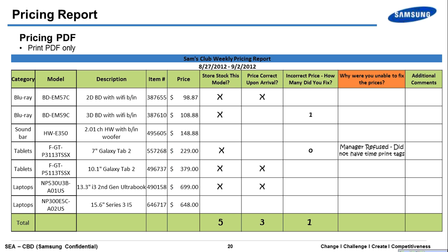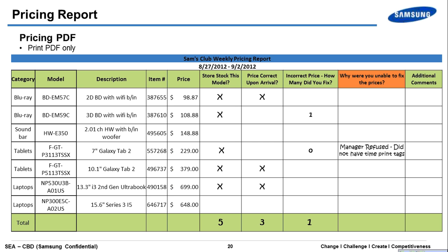So we're going to start up here with the 57 Blu-ray player. It's supposed to be at $98.87. Does the store stock this model? Yes, it does. So I would place an X there. And the price was correct. It was at $98.87 or below. So I'll place an X there. Move on down to the next line.